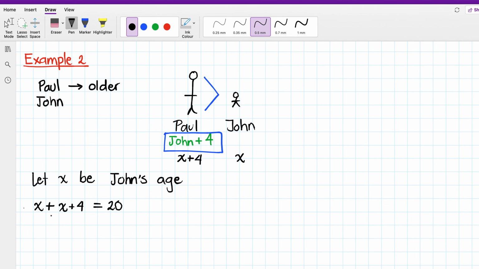Now we're going to solve. To solve, we first have to collect like terms. I have an X here and another X here, and this one is a different term. I'm going to put it plus 4. Wonderful. So this is going to be equal to 2X plus 4, which is equal to 20.